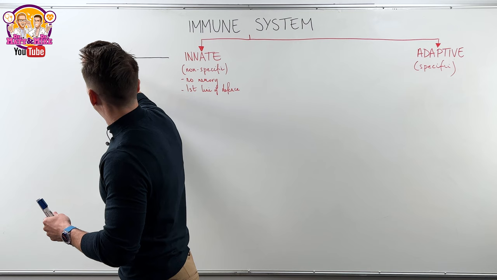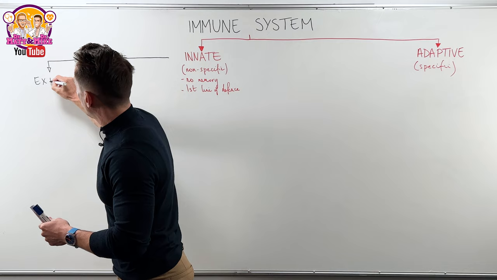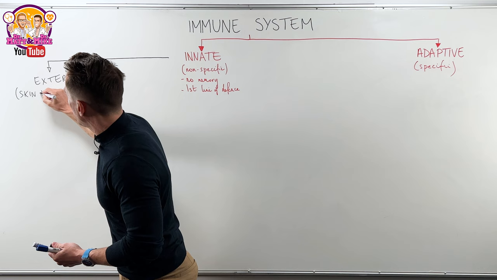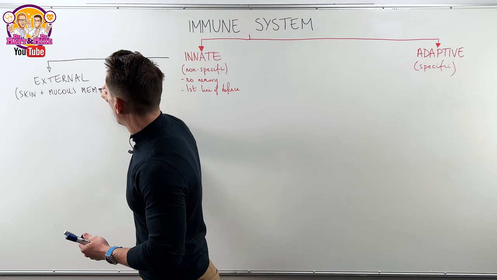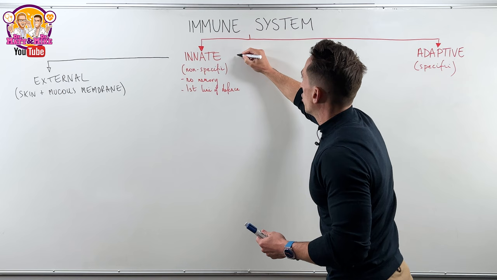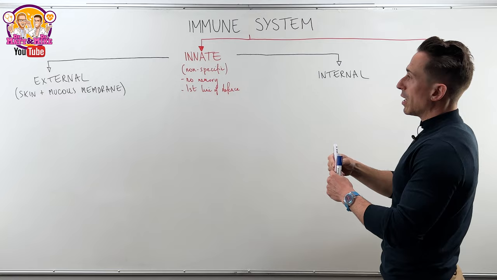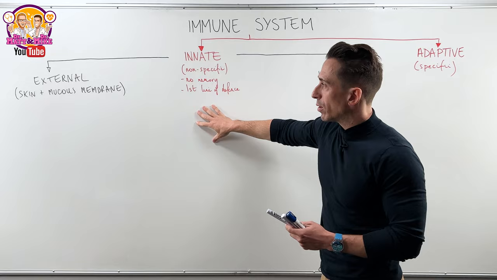And so the external division primarily includes things like skin and mucous membranes. So let's write that down. The external division is mainly skin and mucous membranes. Now this is going to be different to the other arm of the innate, which is the internal division. And we'll get to that in a second. But again, both of these, external, internal, they're still our first line of defense. And they're still non-specific and they don't have a memory. So let's focus on the external skin, mucous membrane.